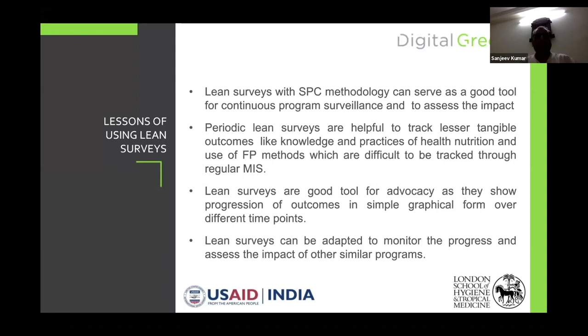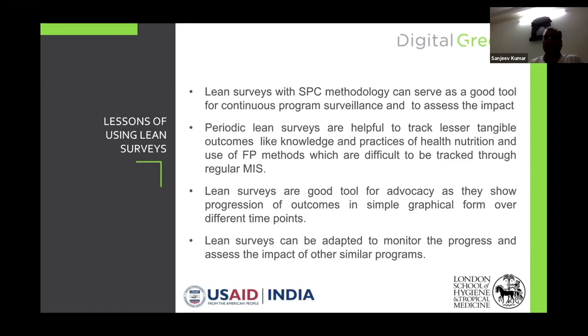So what are the lessons of lean surveys? Lean surveys with statistical process control methodology can serve as a good tool for continuous program surveillance. And also they can help assess the program impact. These lean surveys are helpful to track less tangible outcomes like knowledge and practices of health, nutrition, and family planning behaviors, which are usually very difficult to track through regular MIS.